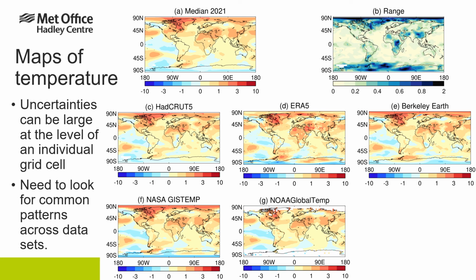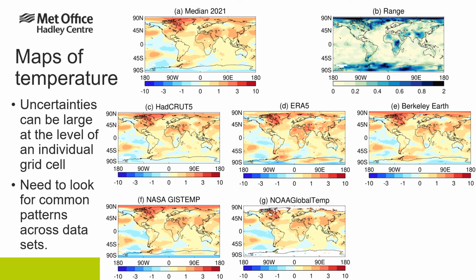So the median and the range are shown at the top, and you can see that we're limited here by the resolution of the lowest resolution data sets, HadCRUT5 and NOAA GlobalTemp. But we're also picking up the consistent patterns of temperature anomalies across all these data sets. And we also have additional information from the range up at the top right.